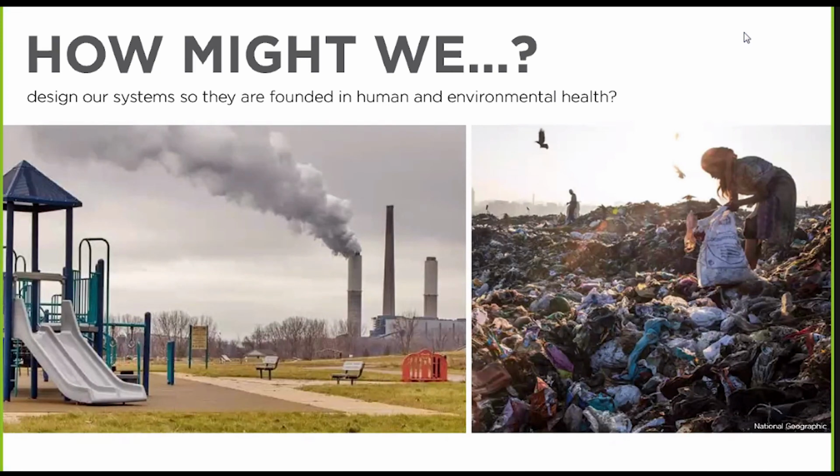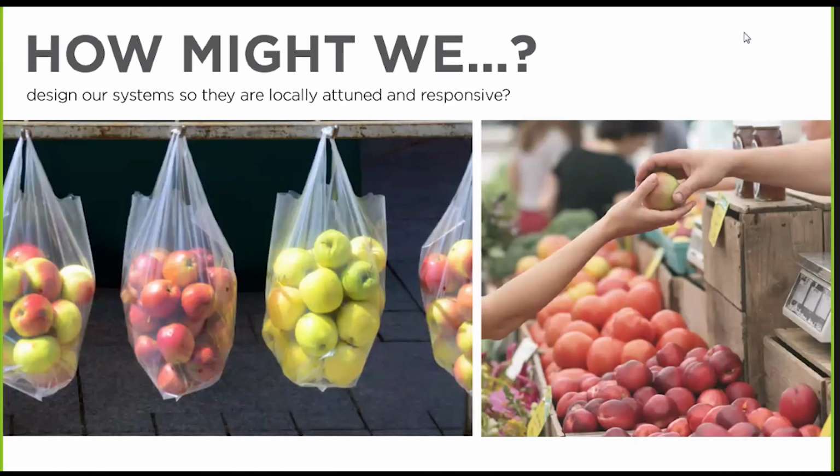So a few examples are, how might we design our systems so that they are founded in human and environmental health? How can we create safe systems instead of ones that are toxic to us and limit the extent of our futures? How might we design our systems so that they are locally attuned and responsive, which is another unifying pattern of nature? Locally attuned means small scale local reactions that indicate what's happening and how things are moving around, how products are being used, materials are being moved around, etc.